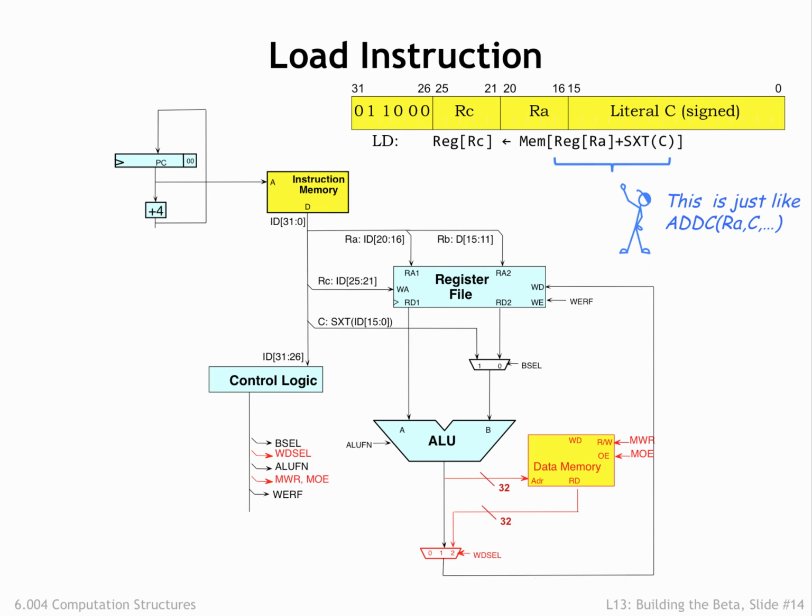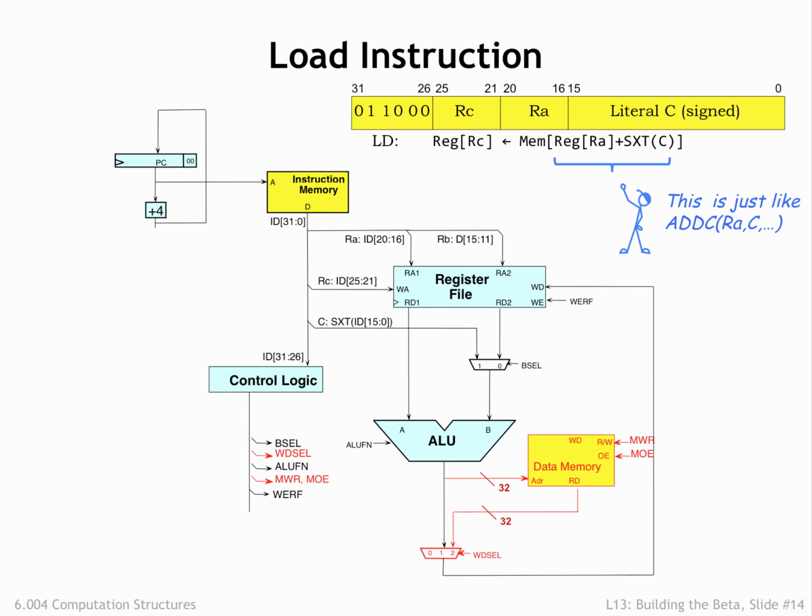The address calculation is exactly the same computation as performed by the ADDC instruction. The contents of the RA register are added to the sign extended 16-bit literal from the low order 16 bits of the instruction. So we'll simply reuse the existing data path hardware to compute the address. For the load instruction, the output of the ALU is routed to the main memory as the address of the location we wish to access. After the memory's propagation delay, the contents of the addressed location is returned by the memory, and we need to route that value back to the register file to be written into the RC register.